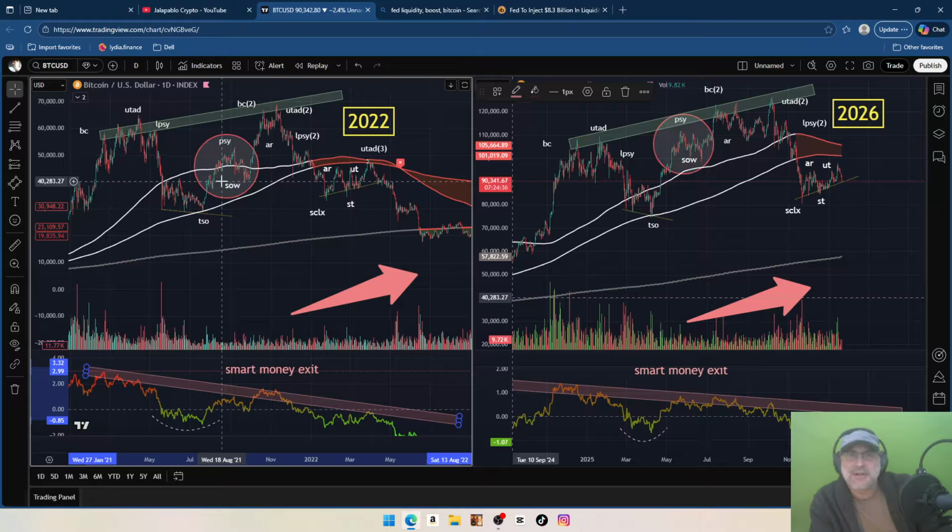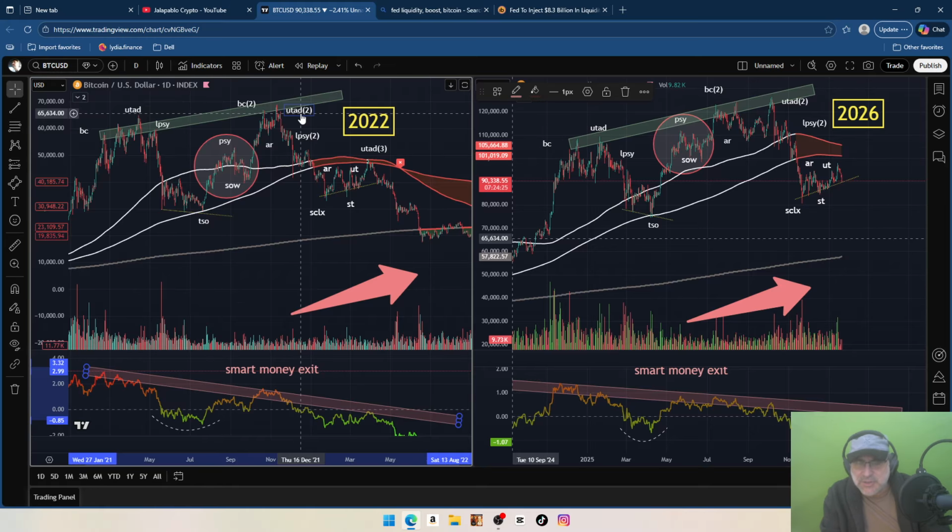I think the charts speak for themselves. Indeed, the fractals speak for themselves. And so we see these similar repeating patterns. Now we notice that in 2022, now again, the cycles are traceable.